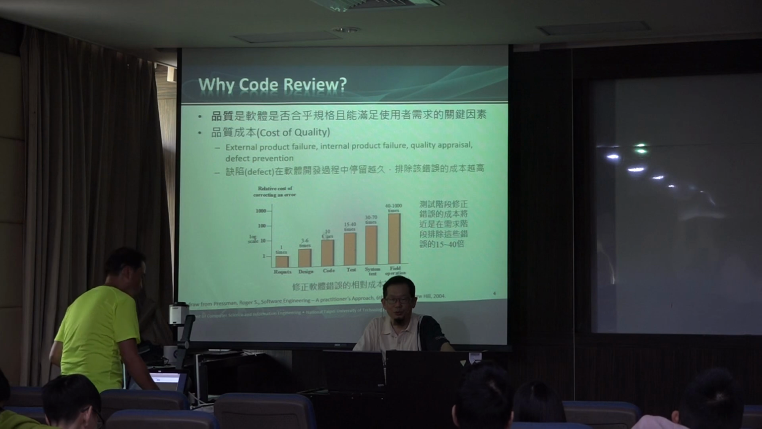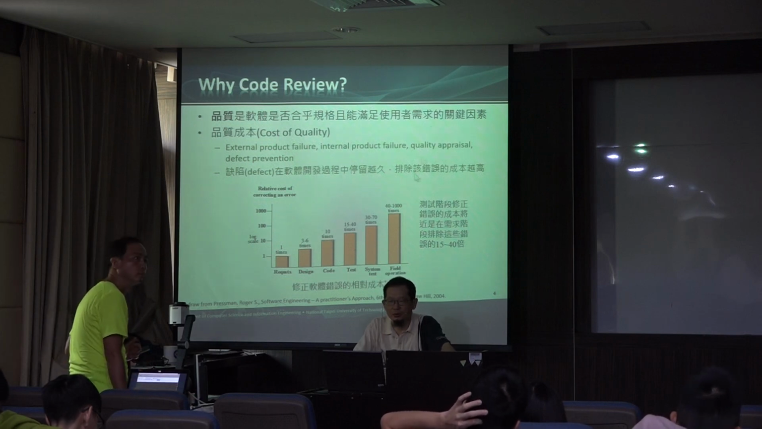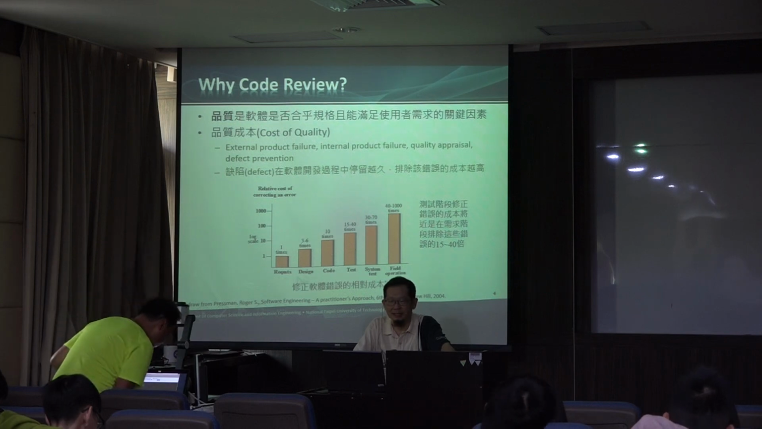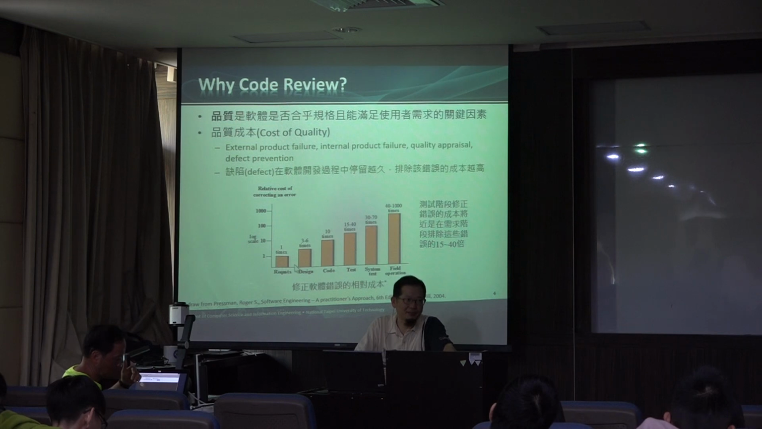code review 过程中发生错误，赶快修正，代价是少的，这是这张图要说明的。This chart basically tells you the price you have to pay when you identify a defect at different phases of your life cycle. If you identify one defect in the requirement analysis phase, the price you have to pay is, suppose, 1 unit.